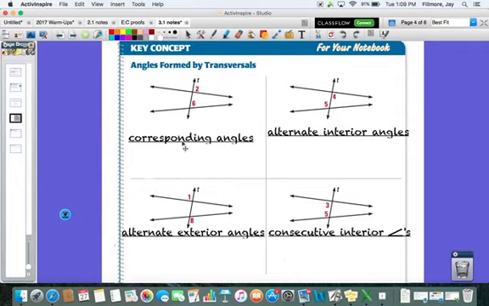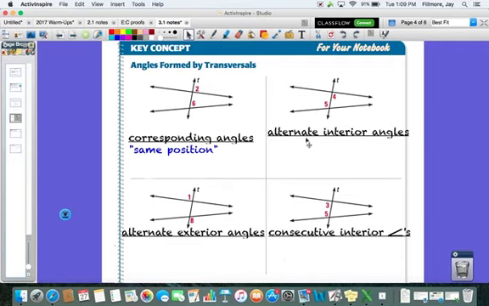So corresponding angles are special because they're in the same position. Angle 2 is in the top right-hand corner of this intersection. Angle 6, top right-hand corner of that intersection. So they're in the same position, the same spot. Those are corresponding. They're in corresponding positions, the same position.